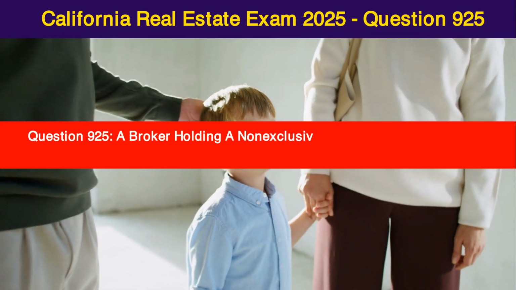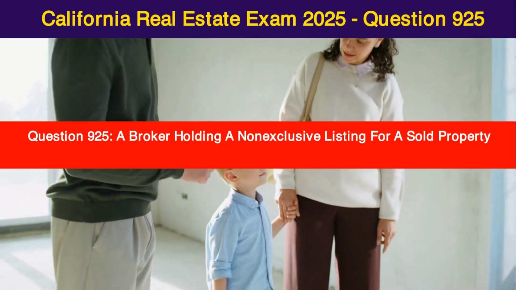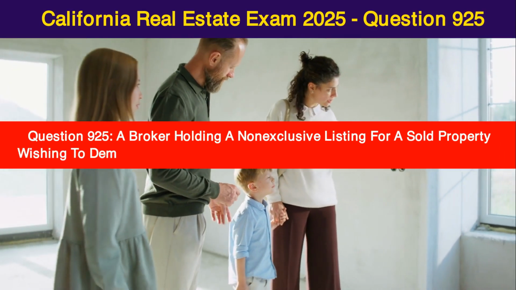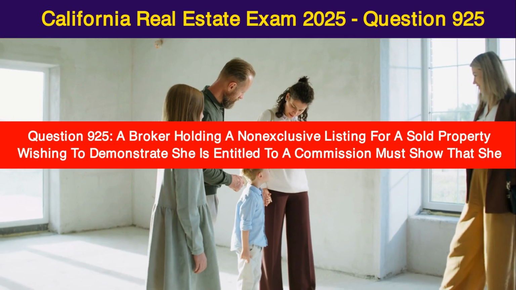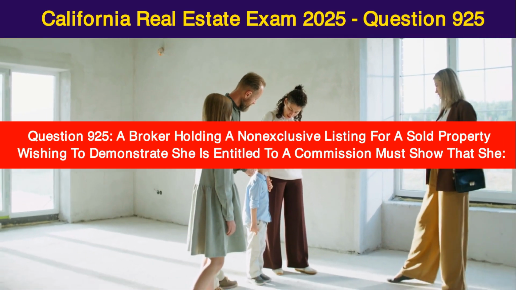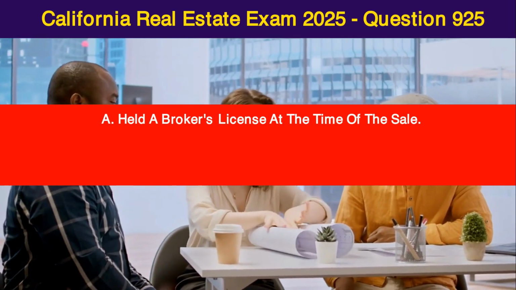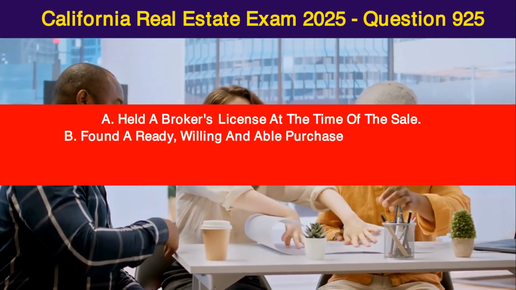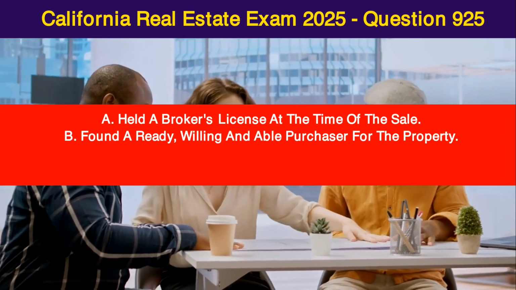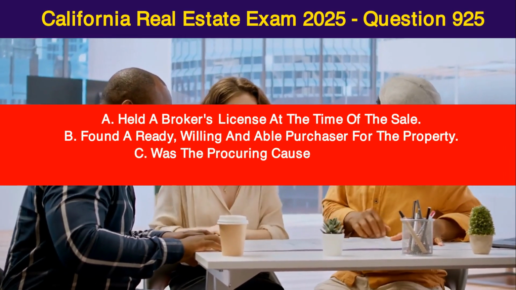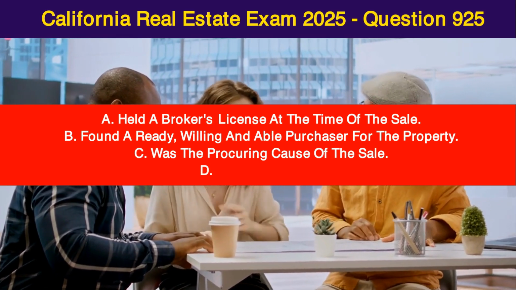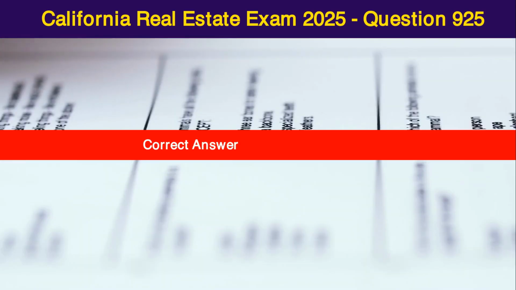Question 925. A broker holding a non-exclusive listing for a sold property wishing to demonstrate she is entitled to a commission must show that she A. Held a broker's license at the time of the sale, B. Found a ready, willing and able purchaser for the property, C. Was the procuring cause of the sale, D. All of the above. Correct answer is D.